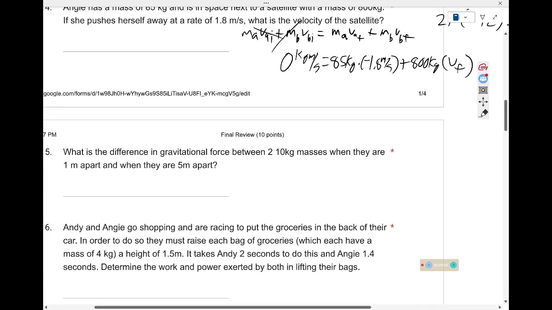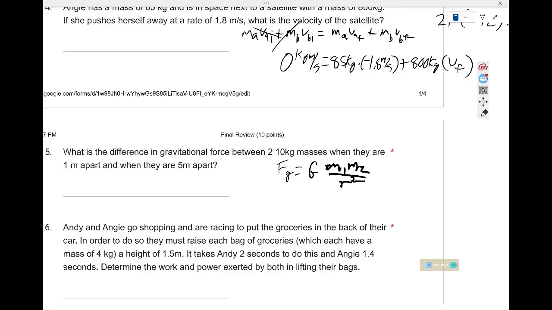What is the difference in gravitational force between two 10 kilogram masses when they are 1 meter apart and when they are 5 meters apart? Well, when we look at the force of gravity, we're going to look at newtons. Universal law of gravitation, there it is. Force of gravity equals G, which is 6.67 times 10 to the negative 11th.